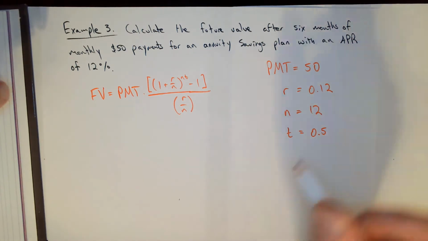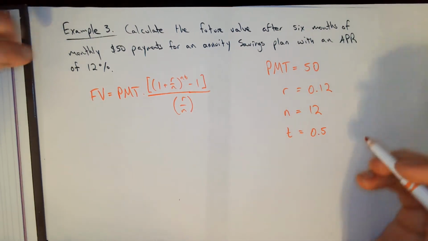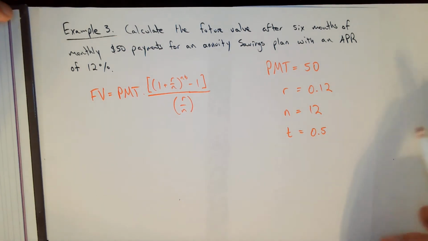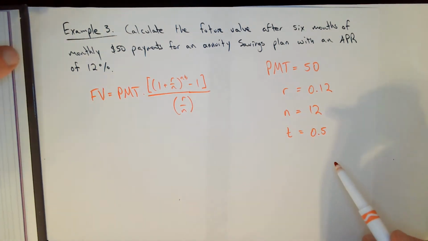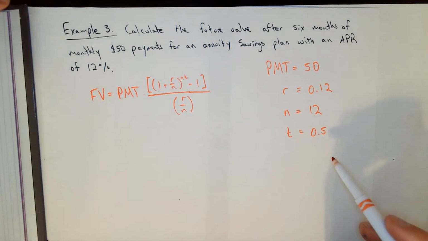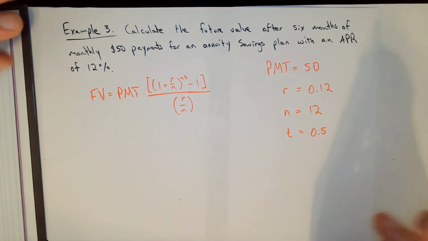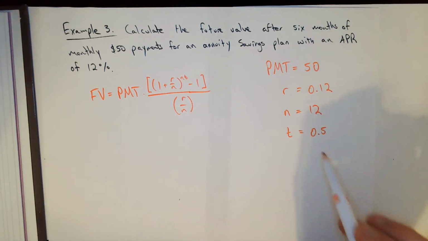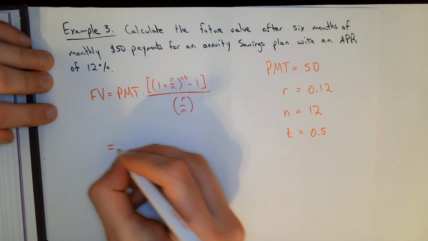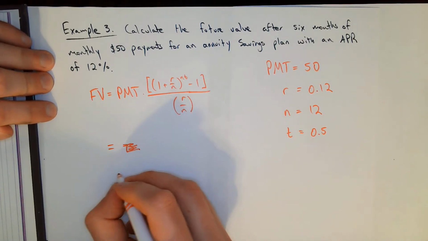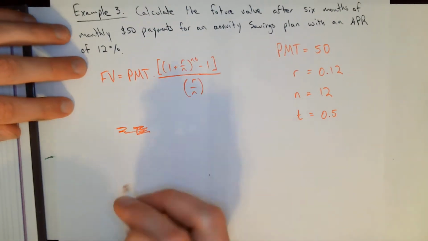It's important that time is measured in years because of the relationship between n and t. N is how many payments are being made per year. So if you wanted time to be measured in months, you would have to adjust n as well, and you don't want to deal with that. So easier to just think 6 months means half a year. Okay, so here we go. We'll say 75. No, sorry, that was the last payment. Sorry. Let me just restart that here.